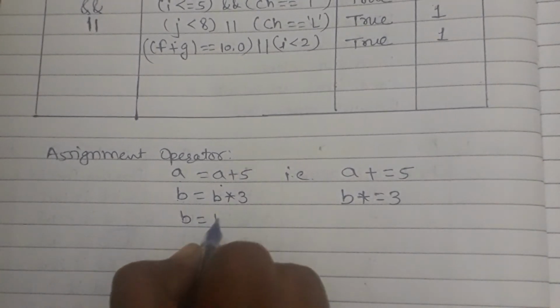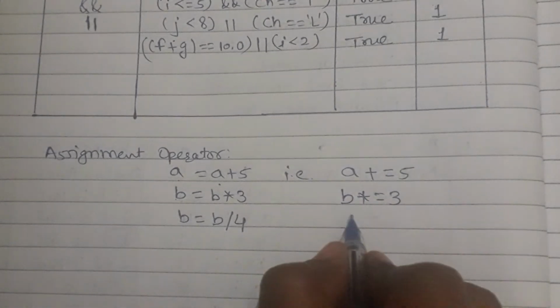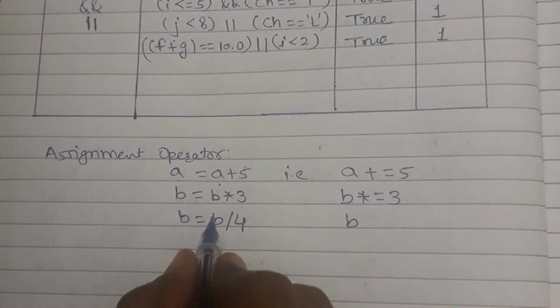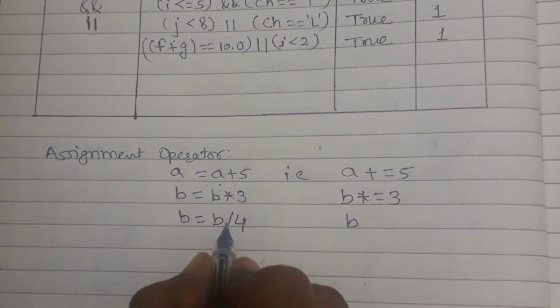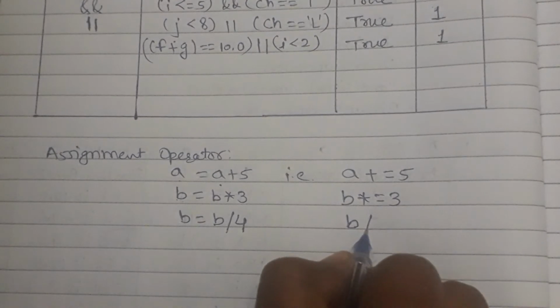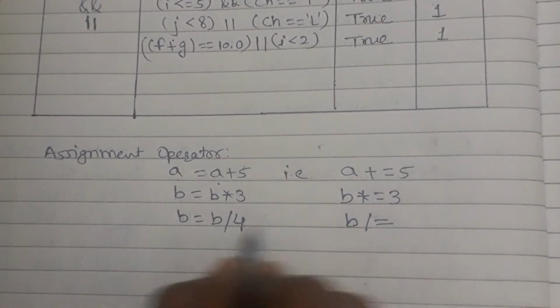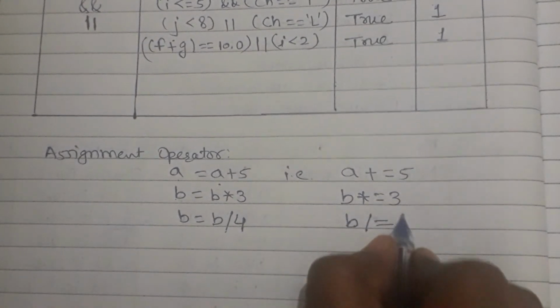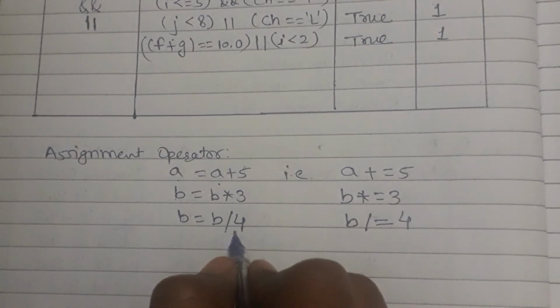Now if I would like to write b is equal to b divided by 4, then we write the b which is common on both sides first. Then whatever the arithmetic operator is there, that we have to write. So here division is present. So division equal to and this digit, that is 4. So in this way we can use the assignment operator.